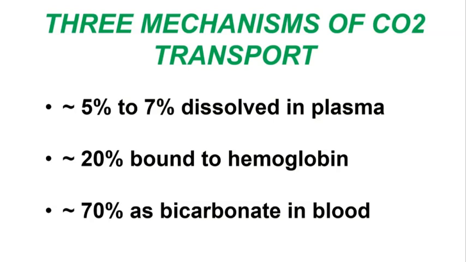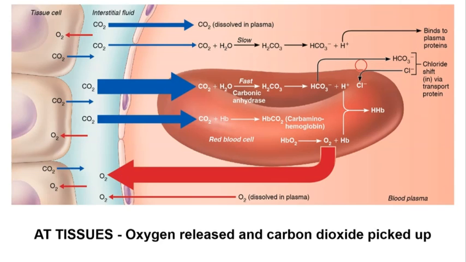Now that we've seen the mechanisms of oxygen transport, we will explore mechanisms of CO2 transport in the blood. There are three mechanisms that transport CO2 within the bloodstream. Approximately 5% of CO2 produced by the tissues is dissolved in the plasma. Approximately 20% of the CO2 that is produced is bound to hemoglobin, and the majority of it, at approximately 70%, is converted into bicarbonate and transported that way. We'll primarily focus on the binding of CO2 to hemoglobin and the conversion of CO2 into bicarbonate.